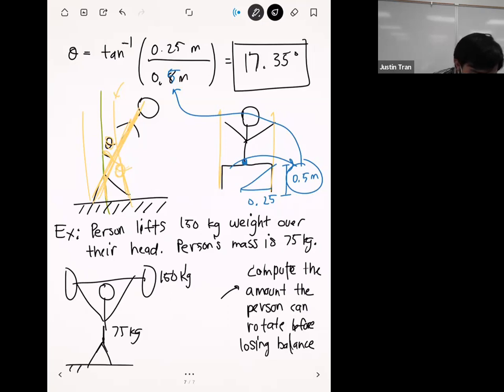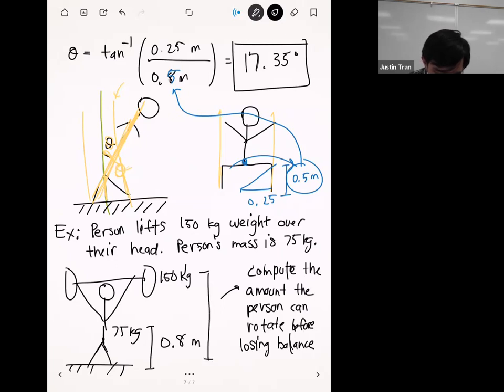And I need to give you some heights. Let's say that the original center of mass is the same as before. So let's say that this is 0.8 meters off the ground, and that 75 kilograms is 80% of a meter up off the ground. And let's say that the height of the weight is going to be 2.4 meters off the ground.